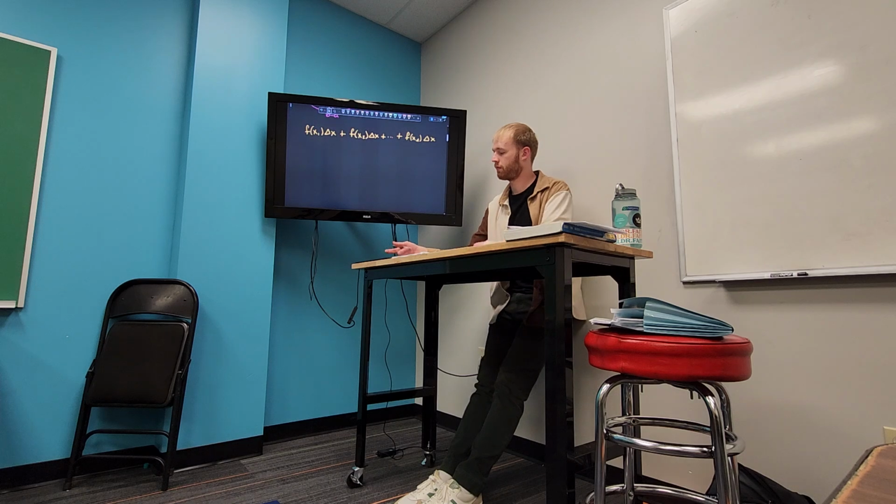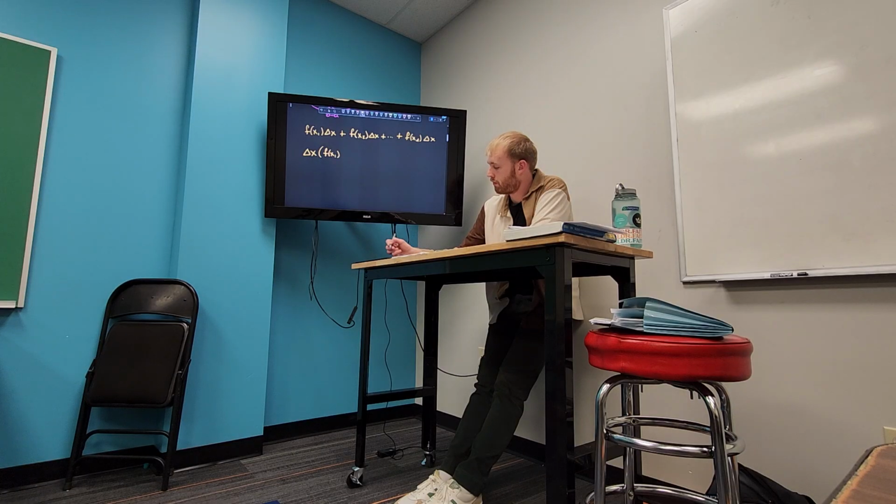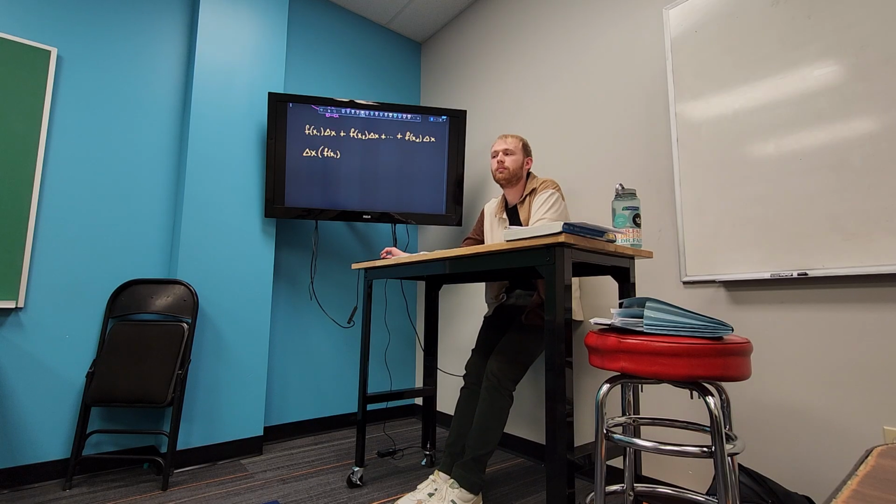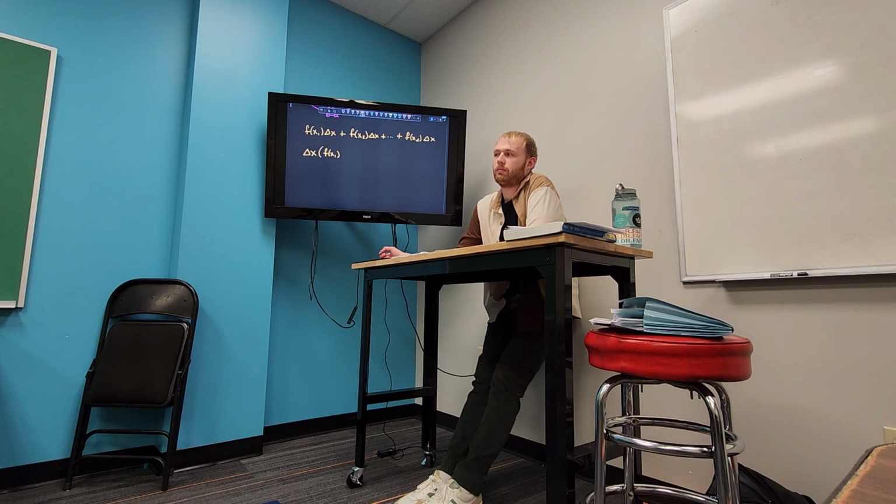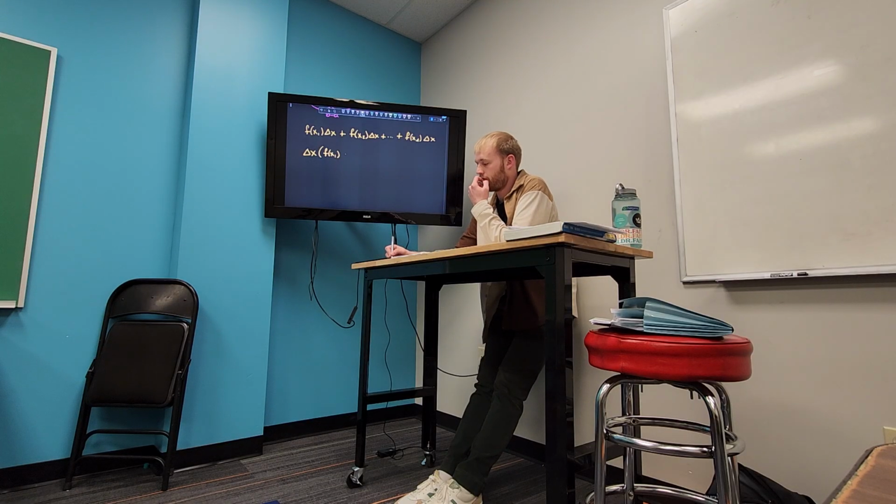Delta x times f of x1. That's it. Plus f of x2 plus f of x3, continue. So I would just write f of x n at the end.